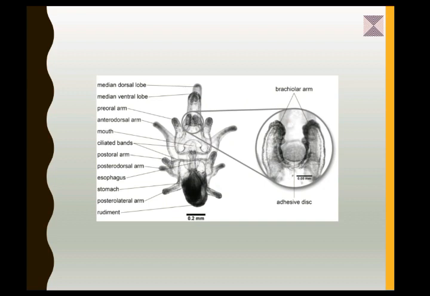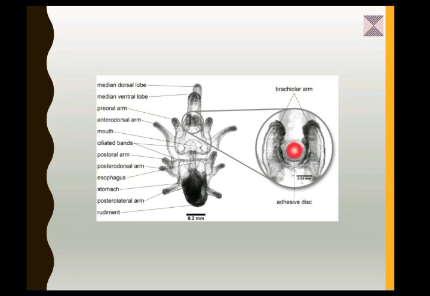Now, if I take this particular larva into account, I've got a median dorsal lobe. This is the dorsal side lobe. This is the median ventral lobe, on the ventral side. This is the preoral arm. As we take the mouth over here, this is the preoral arm, which is present before the mouth. If you zoom into it, this particular structure gives you the preoral arms, or the brachiolaria arms.